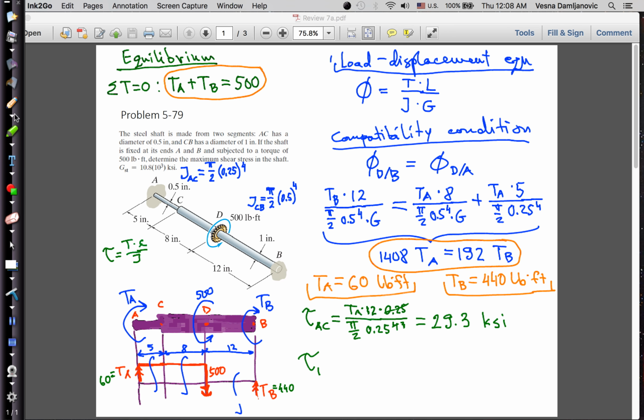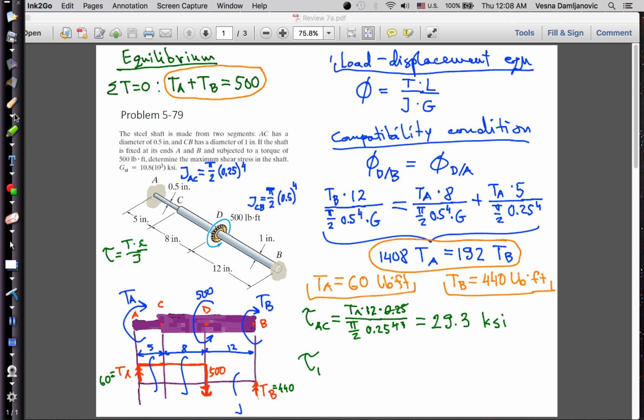That makes sense. And so that's 440. So now this is much, much bigger, okay? So that section has the maximum torque, and it's the same diameter. So we know that the maximum torque in that section will be here, and it will be 440, and it's the same diameter.